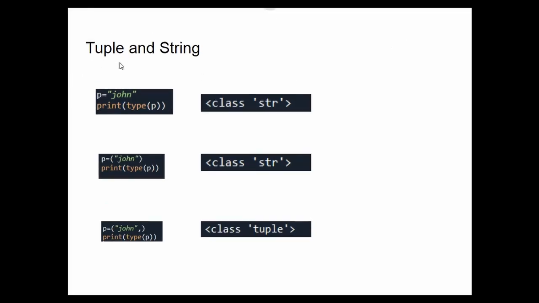Now, what is the difference between tuple and string? So here we have P equal to John. I have created one string. We want to print the type of P. So this is string. Now within the parentheses we write John. That will again be a string data type. If we write this with a comma, only one comma will convert its data type from string to tuple. Only one comma will make a huge difference.